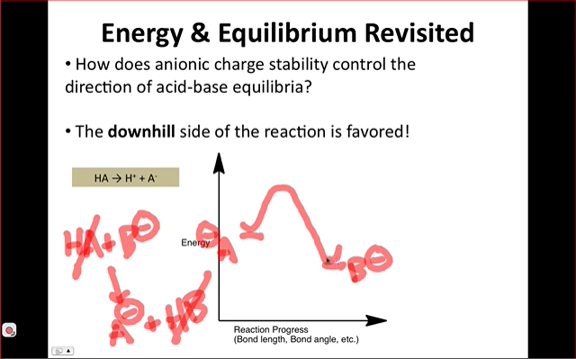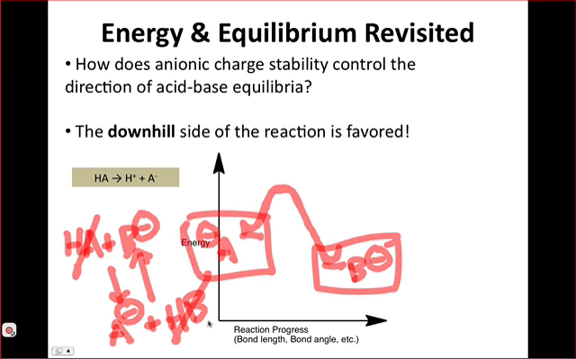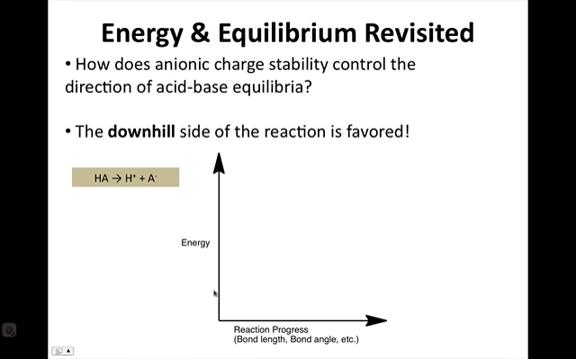So in this particular case, B- would be favored, and we would actually favor the reverse rather than the forward reaction. Determining the relative stability of anions comes down to thinking about the three factors we've just looked at. That's why it's important to understand the factors that control charge stability.